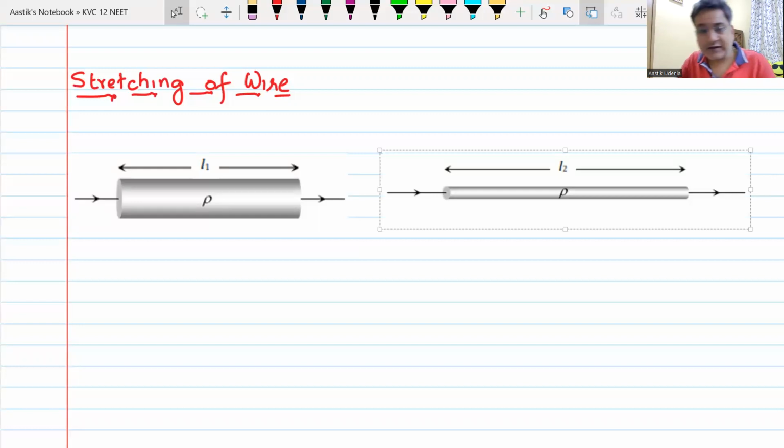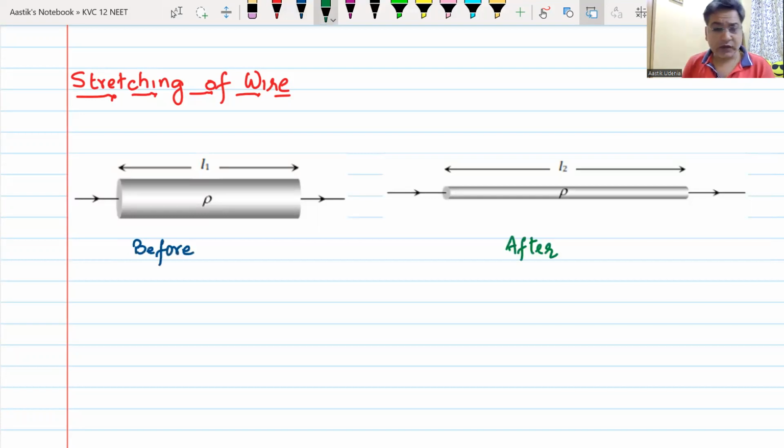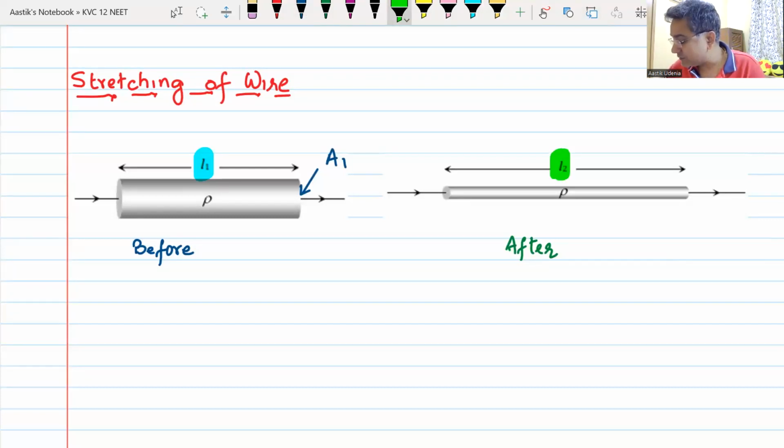These are the two diagrams that are there, as you can see. Diagram A, the blue diagram, is before stretching, and this green one is after stretching. Before stretching, the length of the wire is L1 and the area of cross section of the wire is A1. Whereas after stretching, the length of the wire has become L2 and the area of the wire has become A2.